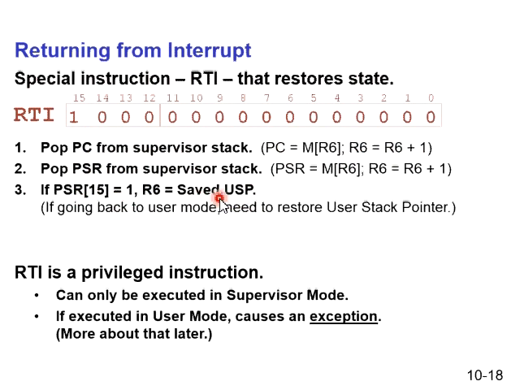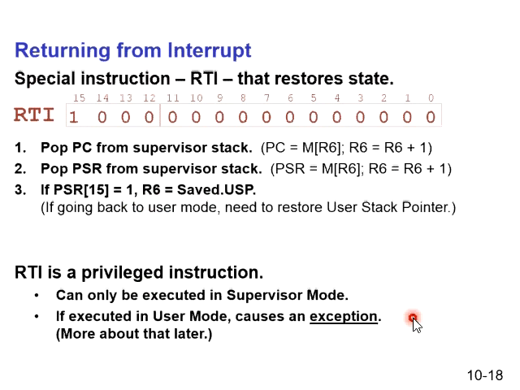At that time, we need to restore the value from Saved.USP to R6. Because you want to run a program, we need to say now we are in user mode, it's 1. And we use the user stack, so at that time we need to use this stack pointer R6.